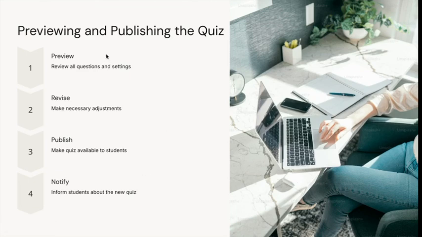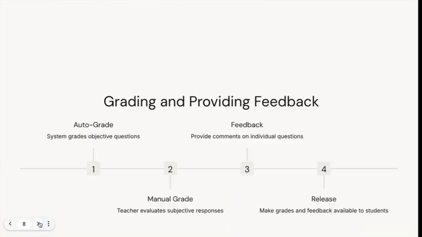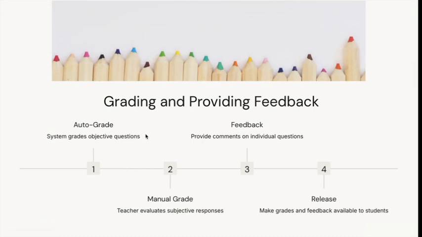After that, we will preview and publish the quiz. So we'll preview all the questions and settings, revise, make any necessary adjustments, publish, make the quiz available to the students, and then notify the students about the new quiz. Then we'll talk about grading and providing feedback. Some questions are auto-graded while others are manually graded. It's always a good practice to give feedback as soon as possible and then release the grades to the students.